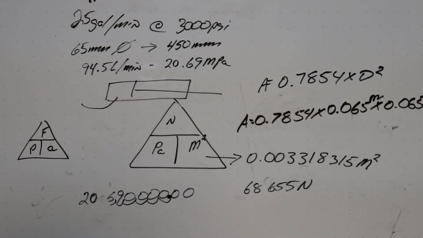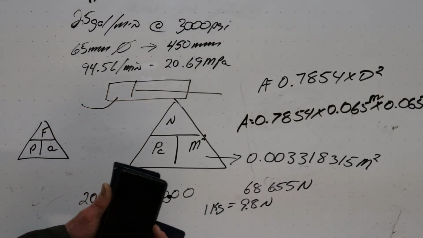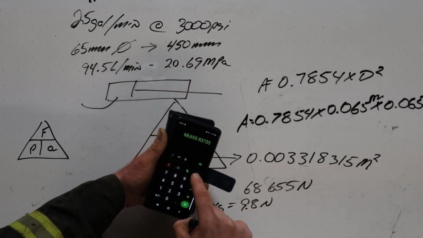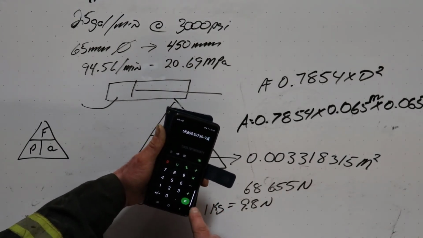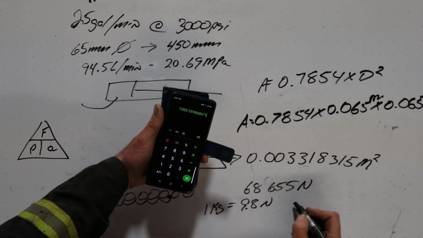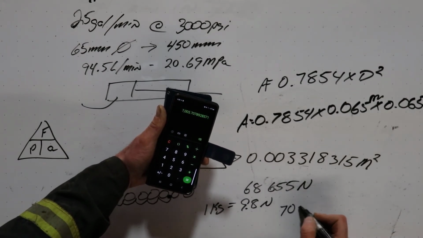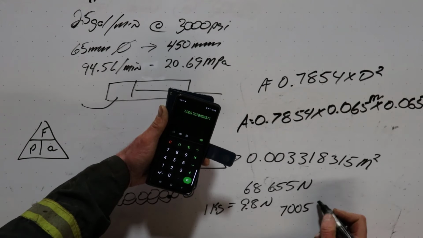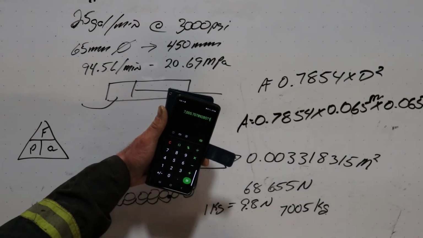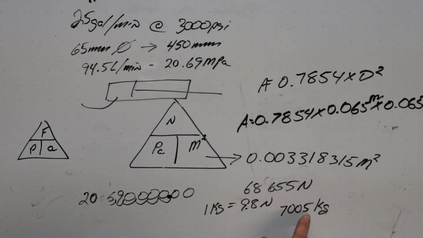Another thing that's handy to remember is 1 kilogram equals 9.8 newtons. So if I've got this many newtons, I just divide it by 9.8 and that'll give me my kilograms. So divide that by 9.8 equals 7,005 kilograms. Well, that's sounding a little bit better.